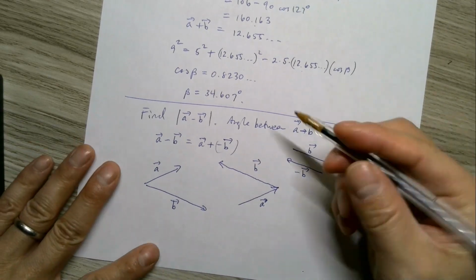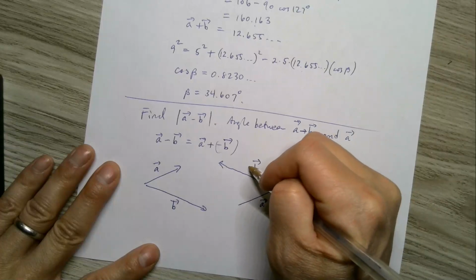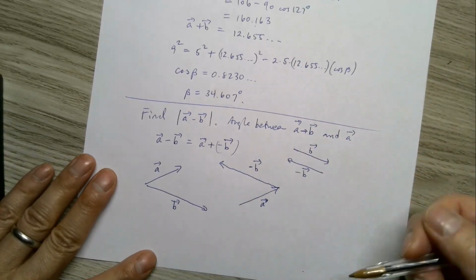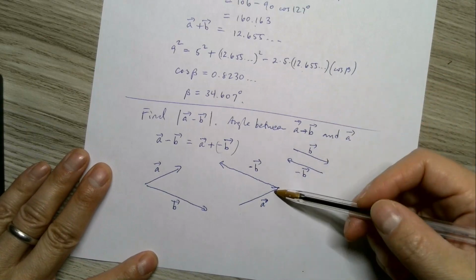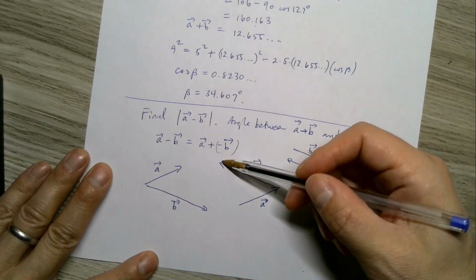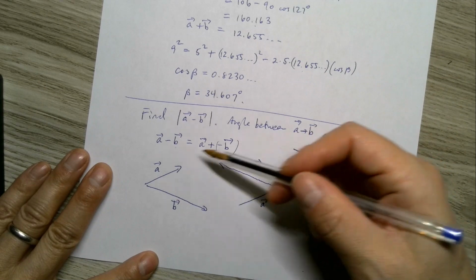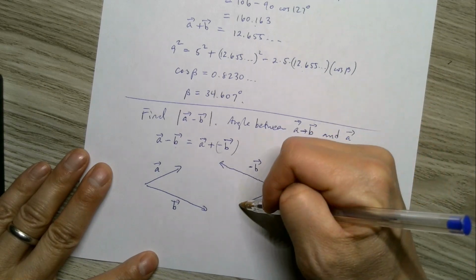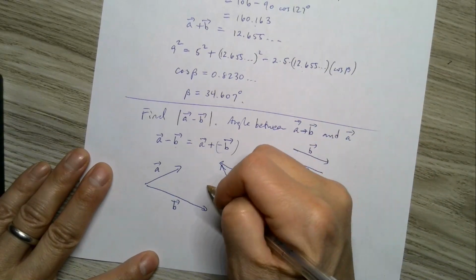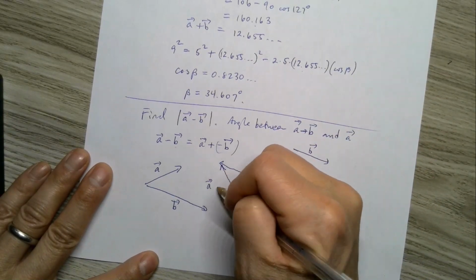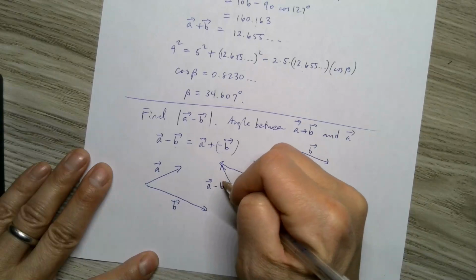So this is a, and this is b. And now, sorry, that's not b, that's negative b, because it's pointing in the opposite direction. So now I have a plus negative b, which is a minus b, so that's what I want. And then I connect the tail of a to the head of b, and this is a minus b.